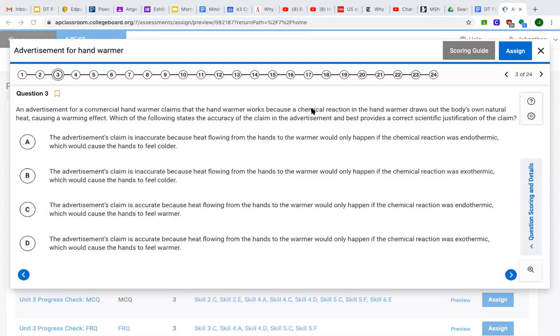So let's take a look, right? Claims the hand warmer works because the chemical reaction draws out the body's heat, right? So if you're holding something and heat is leaving your body and going into that thing, how is your hand going to feel? Cold. Colder. Cold, right? And so if a chemical reaction is drawing heat out of your hand, what must it be? If the chemical reaction itself is absorbing heat, what is it? Endothermic or exothermic? Endothermic. Endothermic, right? So the correct answer, everyone, on the count of 3 is 1, 2, 3. A. Good. Okay, that's correct.